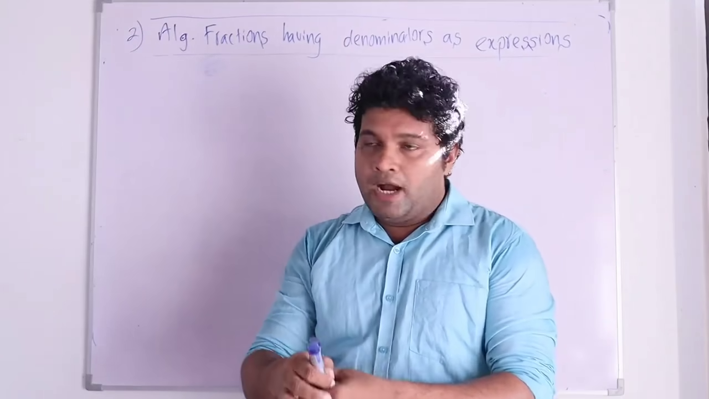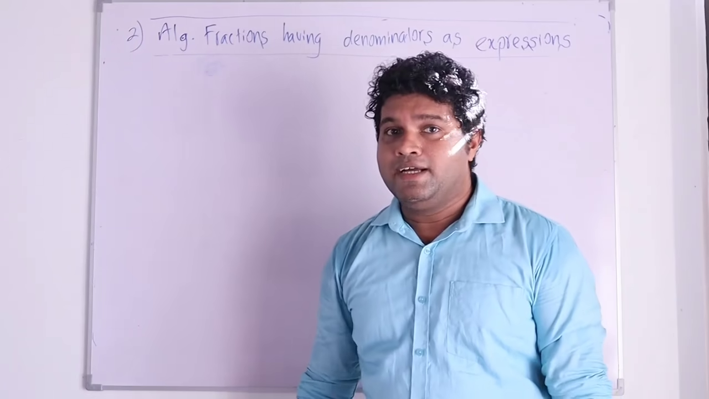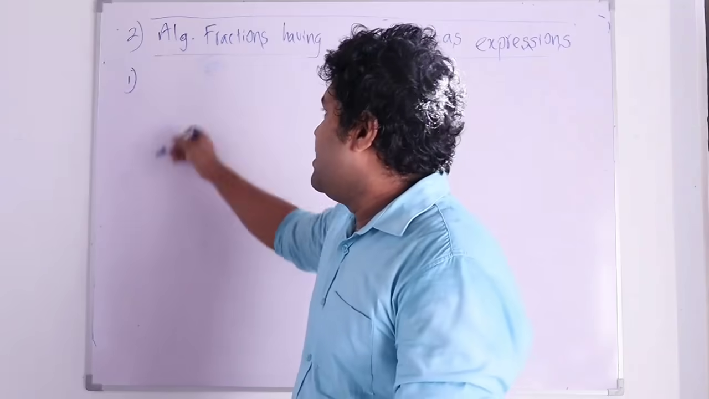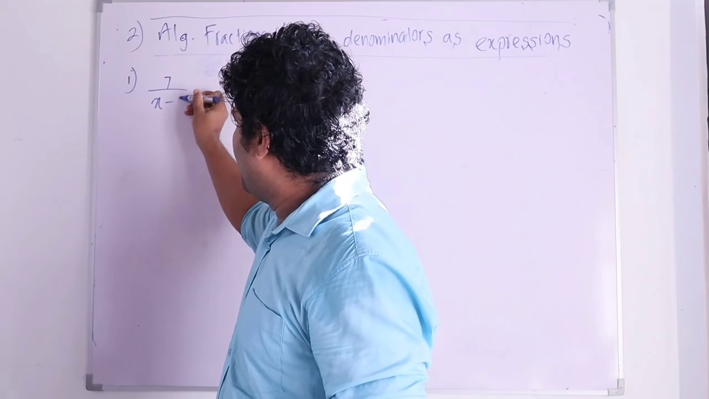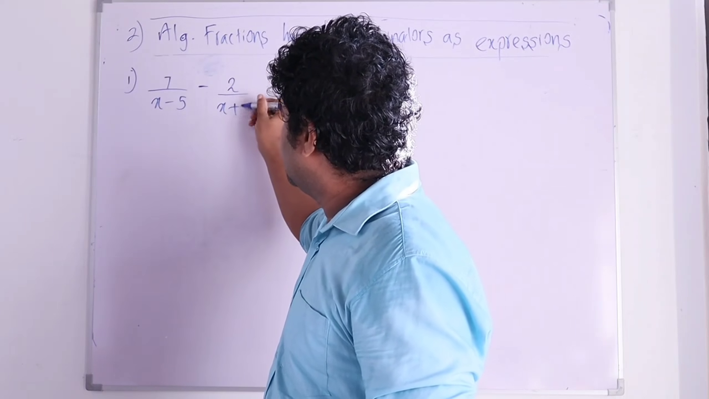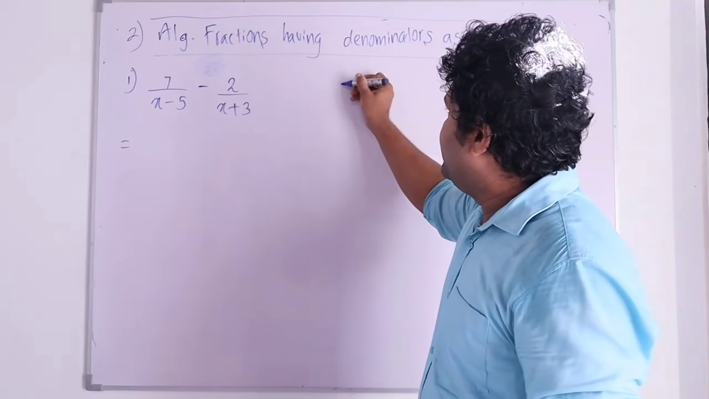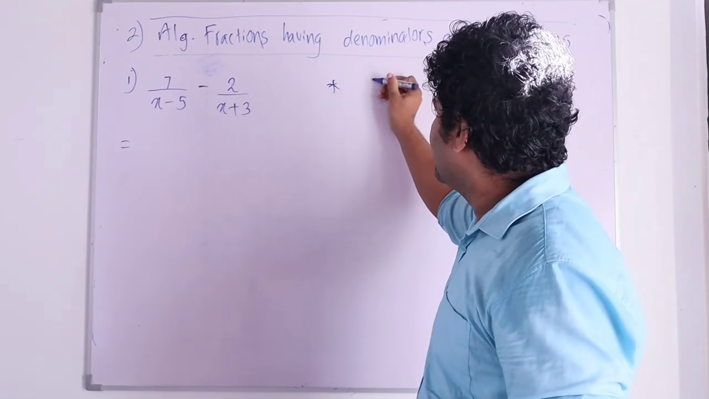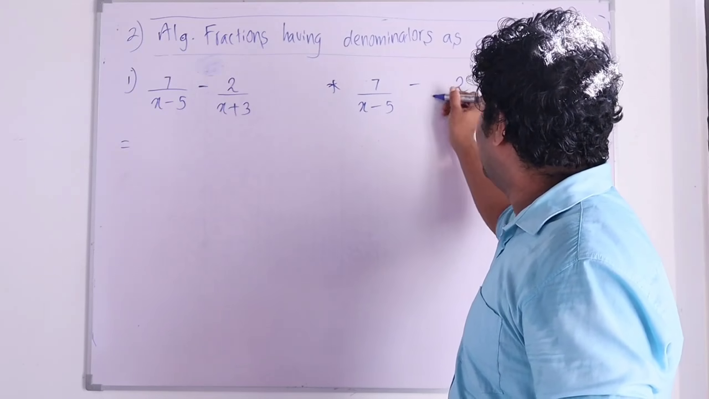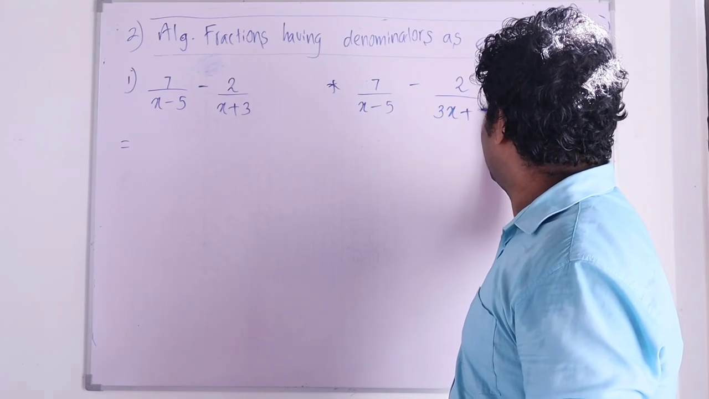How to discuss? To discuss, I must take an example. My first example: 7 over x minus 5, minus 2 over x plus 3. In addition to this example, I will also give you 7 over x minus 5, minus 2 over 3x plus 9.